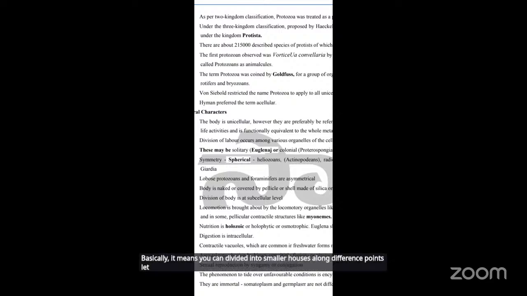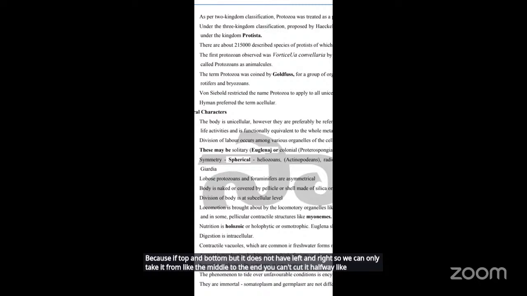Okay, it basically means you can divide it into smaller halves along different points. Let's say now, you know how the radius of a circle can be picked at any point from its middle to its circumference. Like if you pick any point from the middle of the organism and cut it to the end, it will be equal with the other side. It has a top and bottom, but it does not have left and right. So you can only take it from the middle to the end. You can't cut it halfway like spherical symmetry.